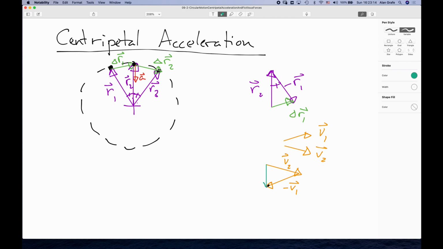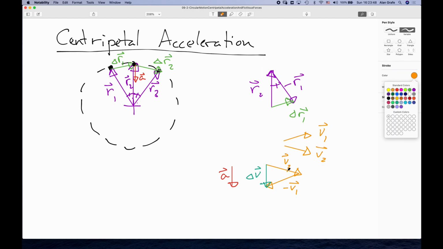That will give us delta V pointing down. And delta V will be pointing in the same direction as our acceleration. So we showed that sure enough, at the top of the circle, the acceleration points straight down. But now we're going to start to figure out what the value is.